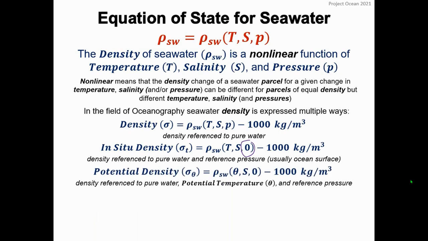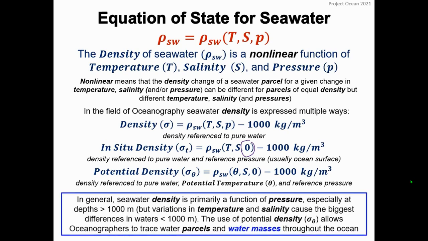And lastly, oceanographers most often use what's called potential density. This is density referenced again to pure water, the potential temperature, and a reference pressure. This is how we're going to trace water masses, because this is going to allow us to compare water parcels at different depths in the world's oceans and look at their properties to trace water masses. We'll get to that when we look at some thermohaline circulation and some surface ocean circulation.